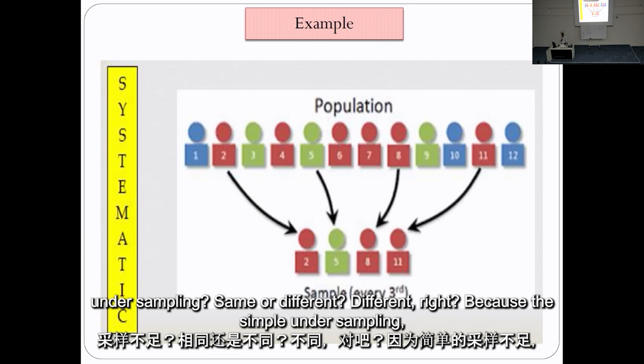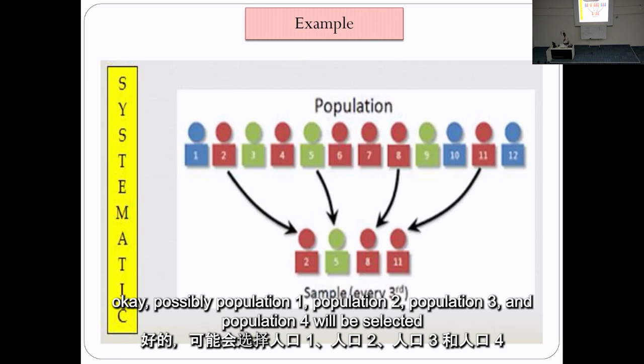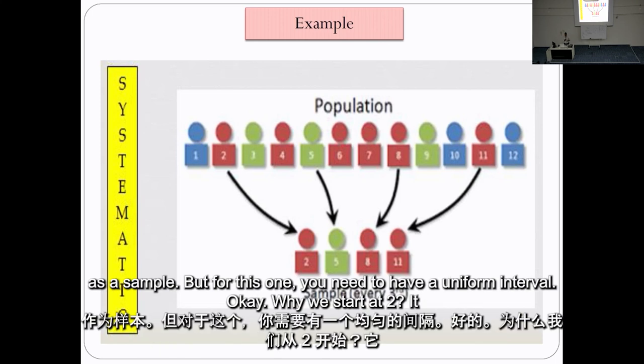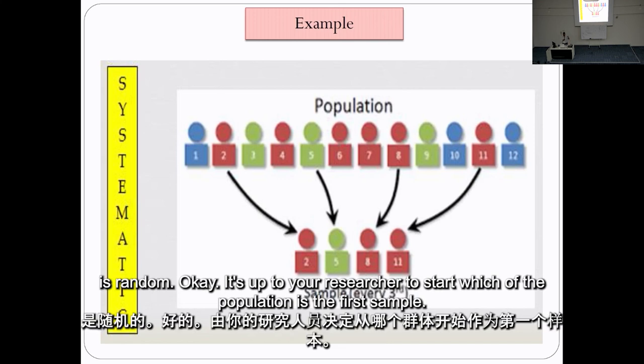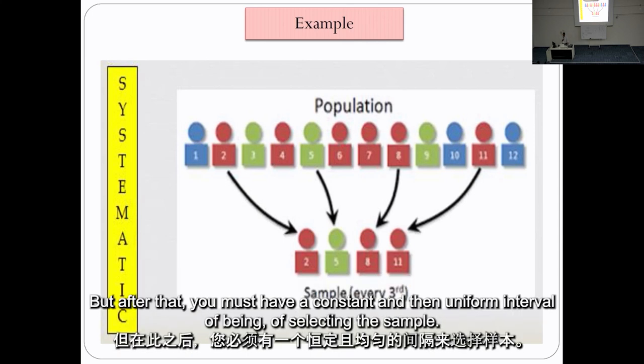Same or different? Different, right? Because in simple random sampling, possibly population 1, population 2, population 3, and population 4 will be selected as a sample. But for this one, you need to have a uniform interval. Why do we start at 2? It is random. It's up to the researcher to decide which of the population to start with as the first sample. But after that, you must have a constant and uniform interval of selecting the sample.